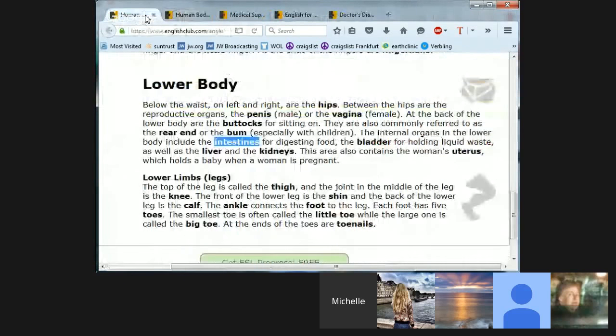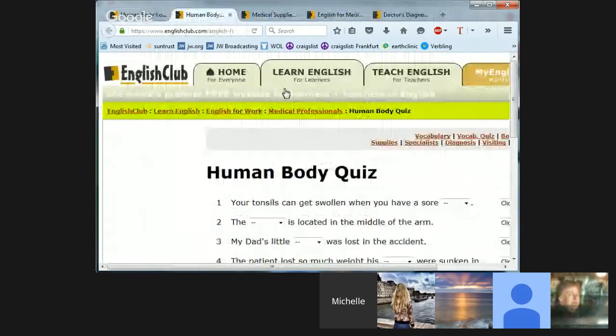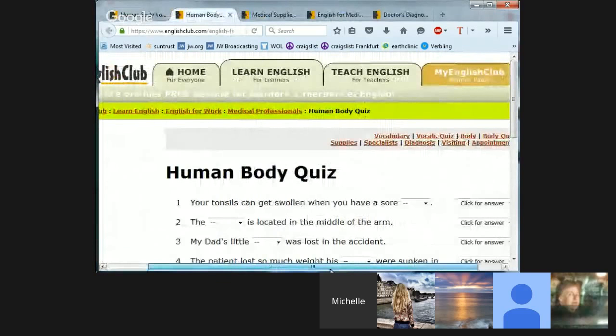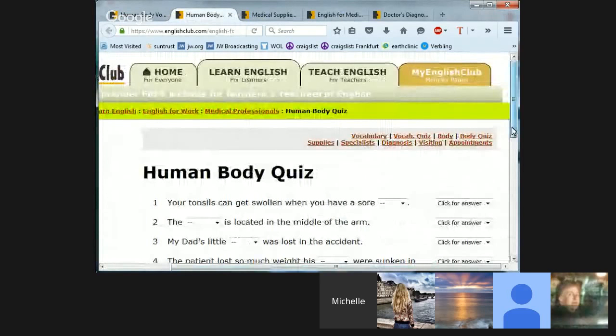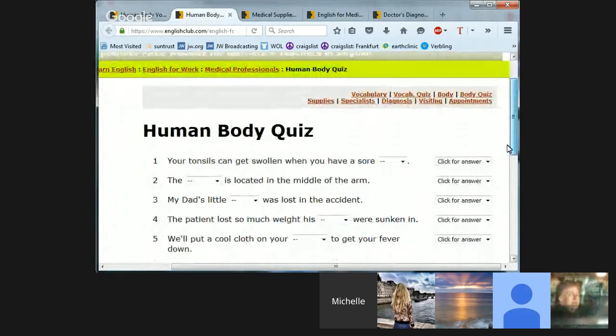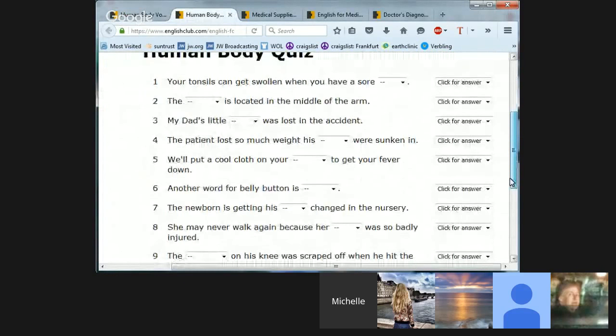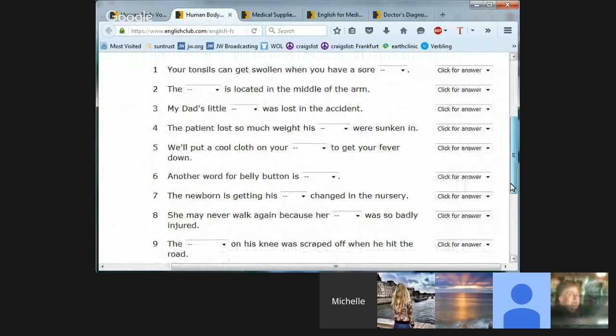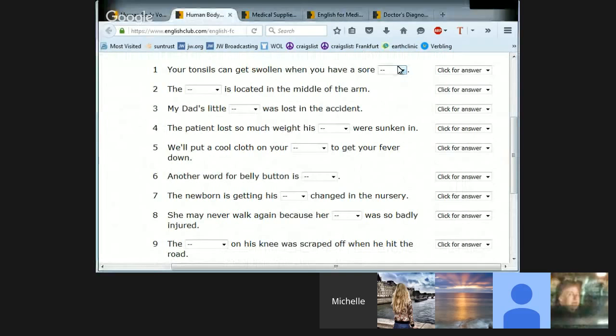Very good. So let's take a little quiz. We can see if we have a pretty good understanding of our vocabulary here. And maybe we can ask Aka to try number one. Okay, your tonsils can get swollen when you have a sore something. Okay, so there are four options. Thigh, toe, throat or lips?